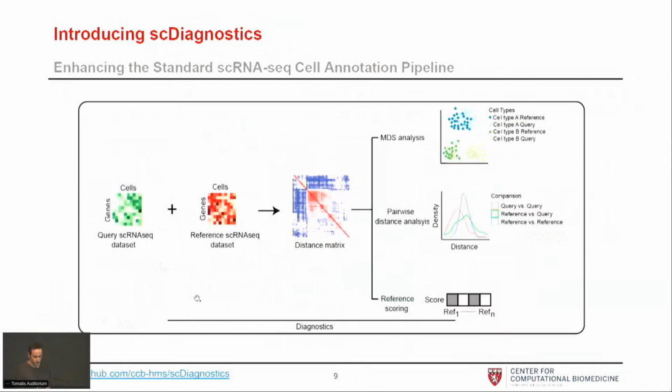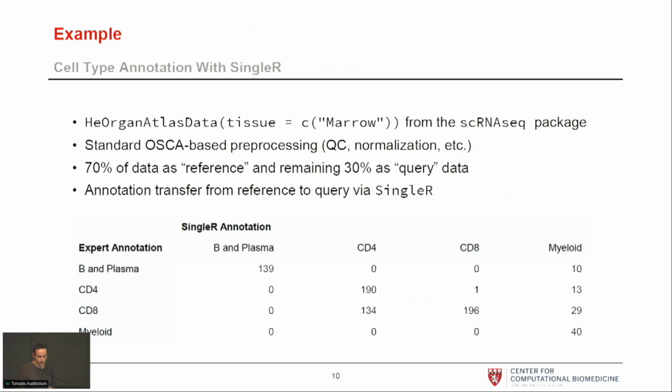Okay, so just a quick overview of what the workflow looks like for scDiagnostics. You have a query data set, you have your reference data set, and then there's going to be a bunch of different diagnostics functions. For example, where we can compute something called the distance matrix. And then there's going to be a bunch of visualization tools to check whether things align well or the annotations seem to be correct.